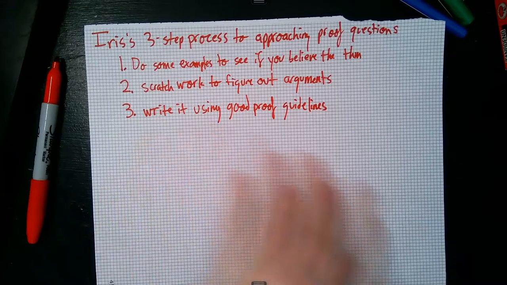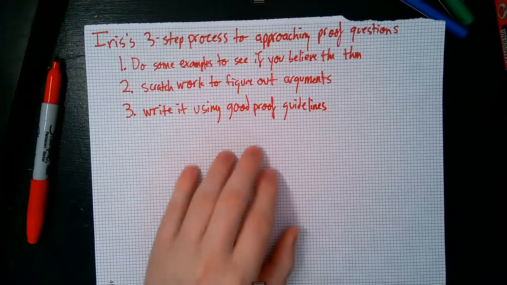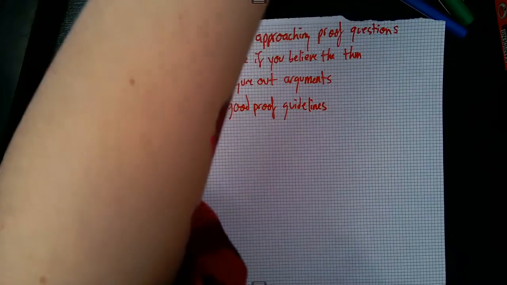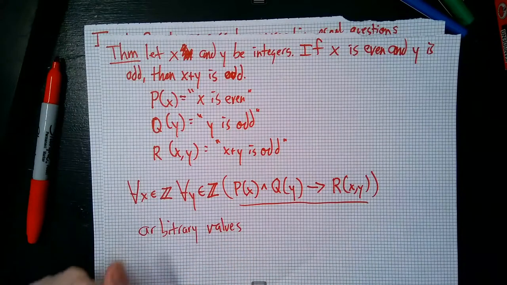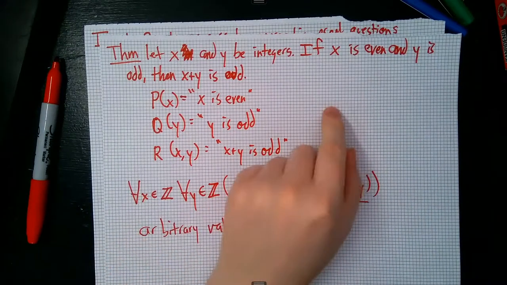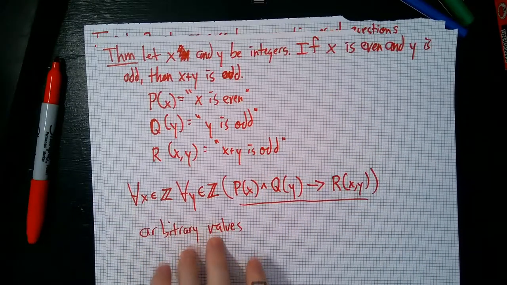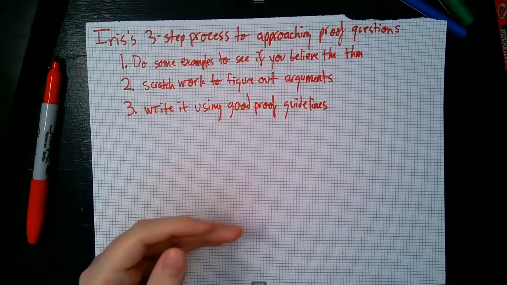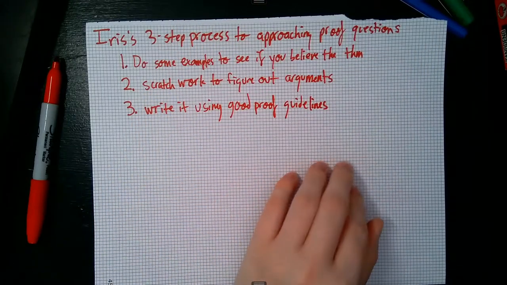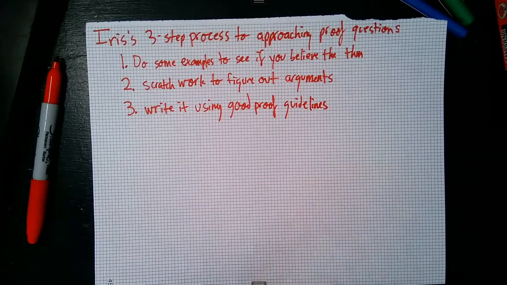So anyway, that's my three-step process there. What I'm going to do is run through this three-step process for the theorem that I just introduced. I'm going to do some examples of adding an even x and an odd y to get an odd x plus y. Then I'm going to formulate the arguments, collect why those arguments are correct, and then I'm going to write it up nicely in a way that should be pretty understandable.